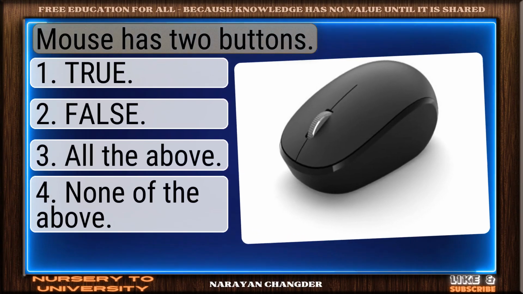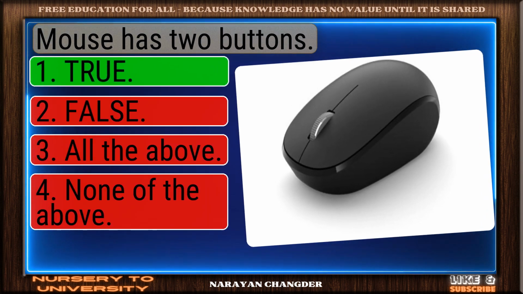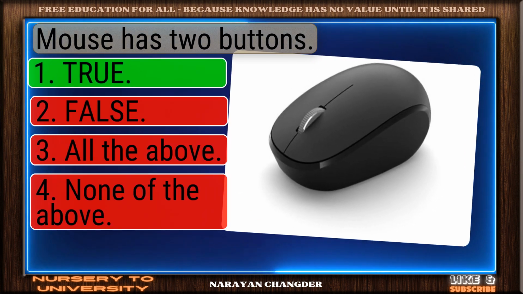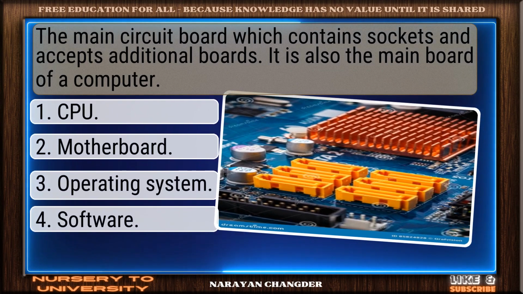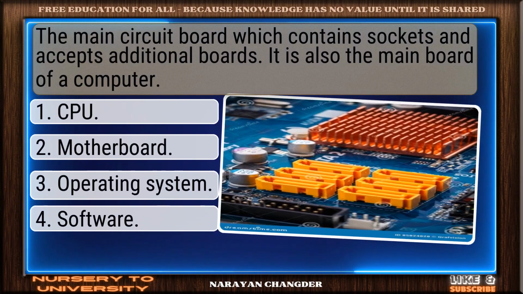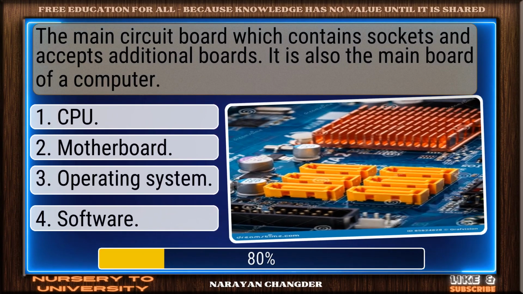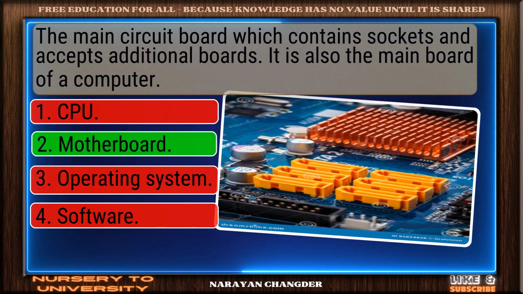Mouse has 2 buttons. Well picked. True is the correct answer. The main circuit board, which contains sockets and accepts additional boards. It is also the main board of a computer. Smart move. Motherboard is an accurate answer.